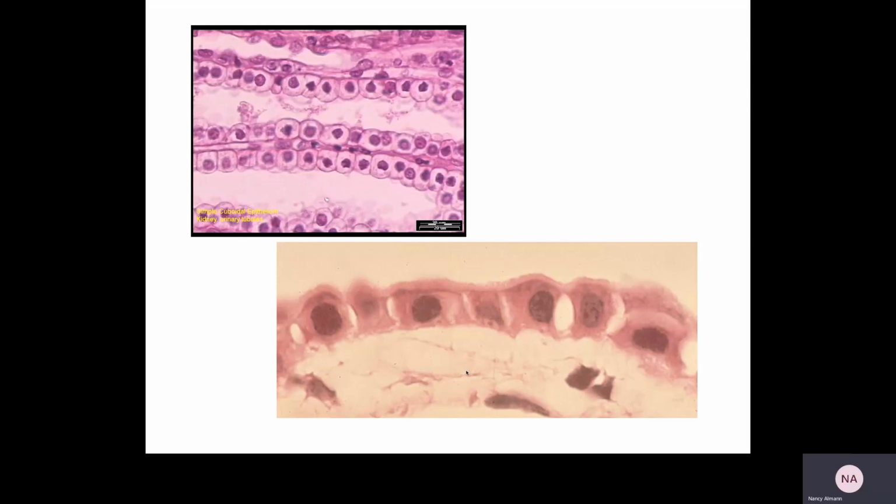So these show you simple cuboidal epithelium. This is going to be the wall of a kidney tubule, and here's another one. And what will you have in between? Sure enough, you will have the basement membrane. You're right. And here we go with another layer of that simple cuboidal epithelium.